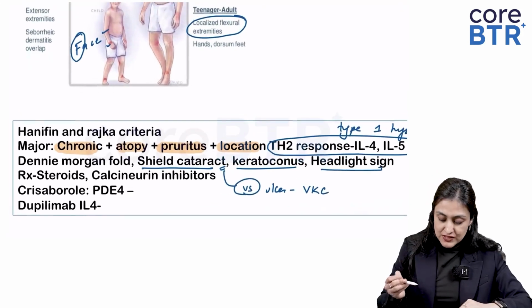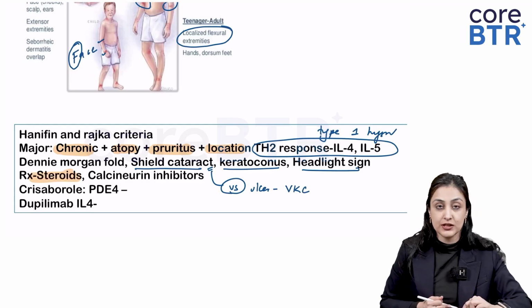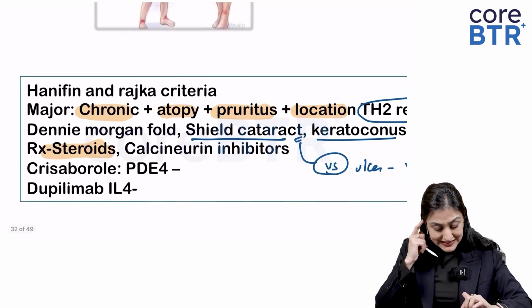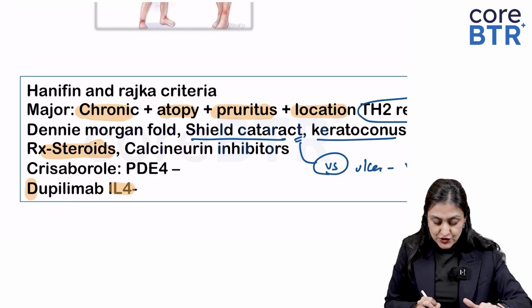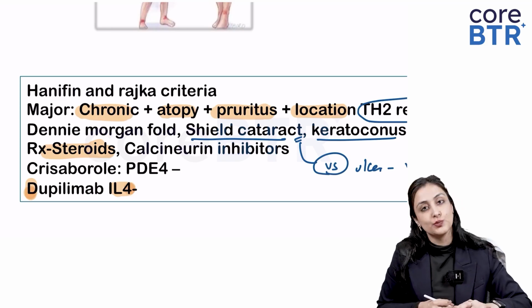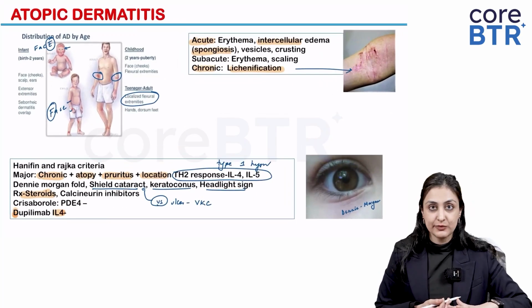The treatment, because it's a hypersensitivity, we want to give steroids. We may use calcineurin inhibitors as well. 2 new drugs, just remember, one is PDE4 inhibitor, crisaborole, and dupilumab. We also study it in asthma. So 4th letter is D, so dupli, that can be done. Alright, so this is atopic dermatitis.